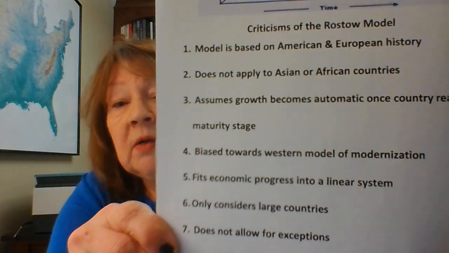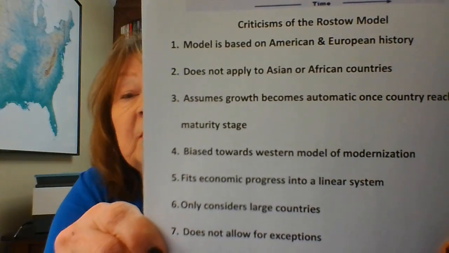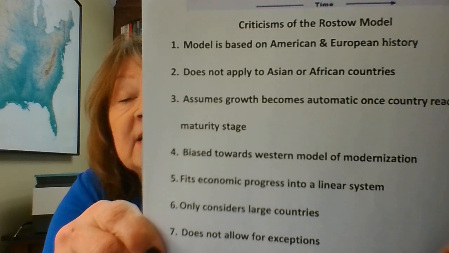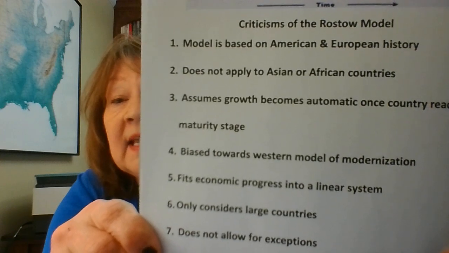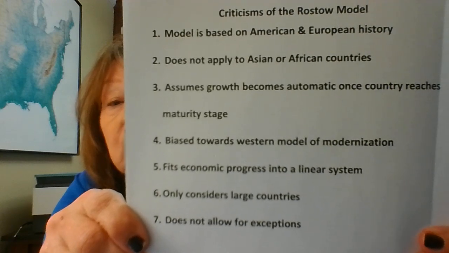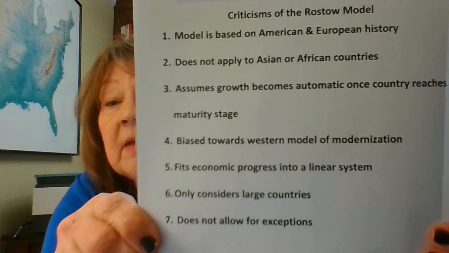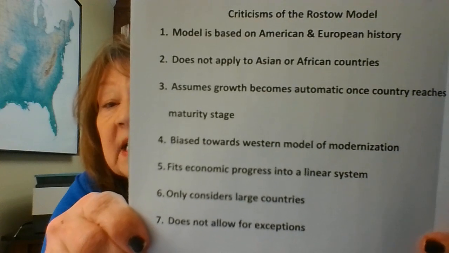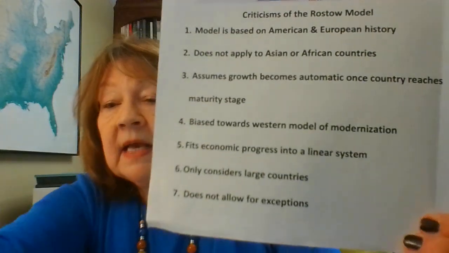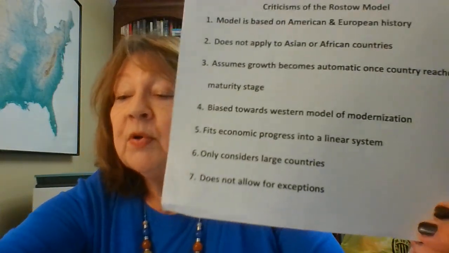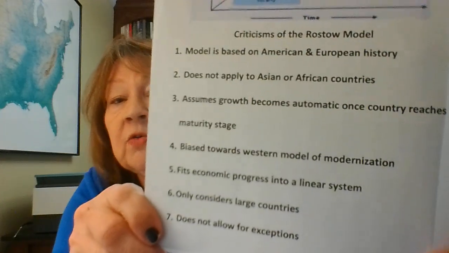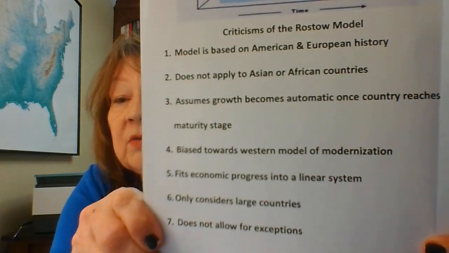Number two criticism is it does not apply to the Asian and African countries. Events in African and Asian countries are not justified in any stage of his model. Criticism number three, according to Rostow, growth becomes automatic by the time it reaches the maturity stage. But other economists assert no growth can be automatic. There is always a need for push, meaning that there has to be some external stimulus or something to push that growth.